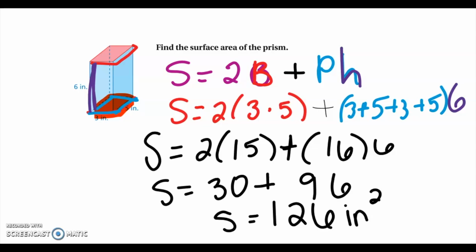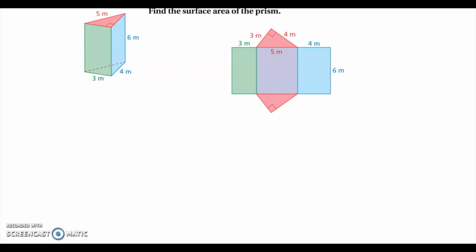We're going to do one more example together because this next one is a triangular prism. And a triangular prism is exactly the same, except the base shape is a triangle. So notice we have that red triangle on the top and the bottom. And we have the net over here for you to look at so you can just visualize it laid out.